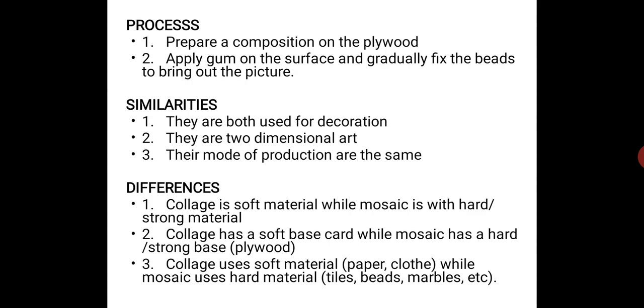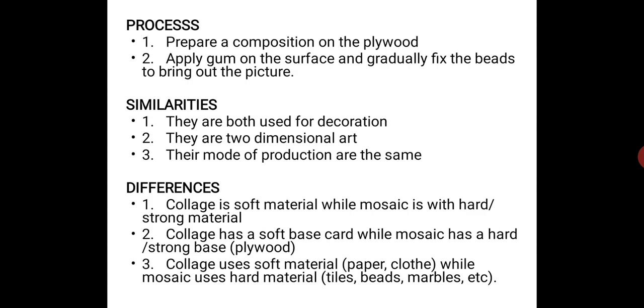One, they are both used for decoration. These are the similarities. The artworks, the designs, are used for decoration. They are all two-dimensional artworks. What do I mean by two-dimensional artwork? We have explained what two-dimensional and three-dimensional artwork is. Two-dimensional artworks are done on a flat surface, while three-dimensional artwork is round, where you can go round it, like our sculptures. But this work, the collage and the mosaic, can equally be used in our sculptural pieces.